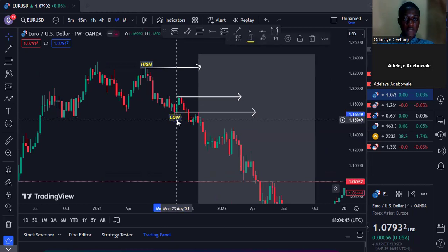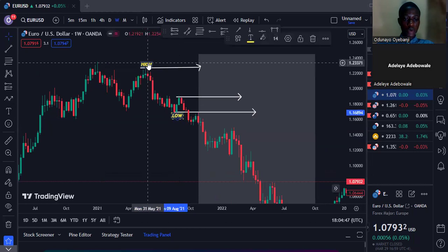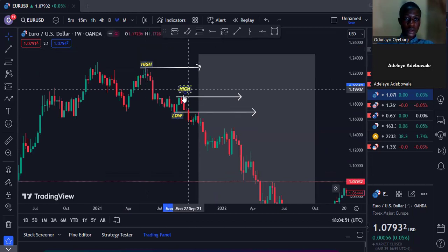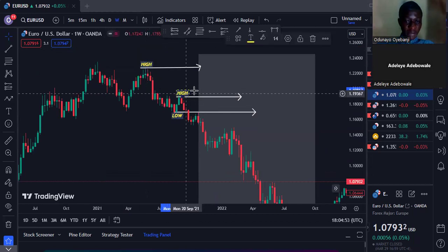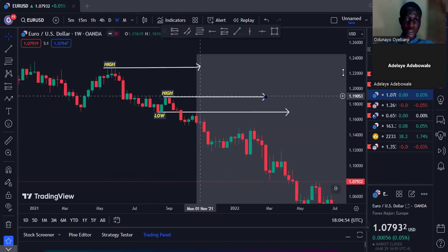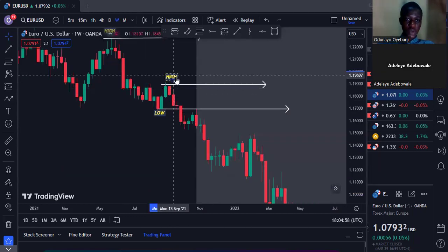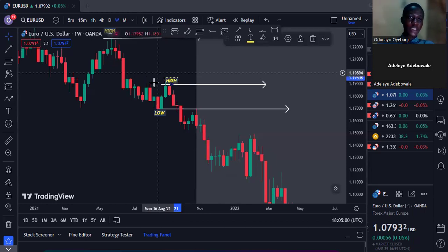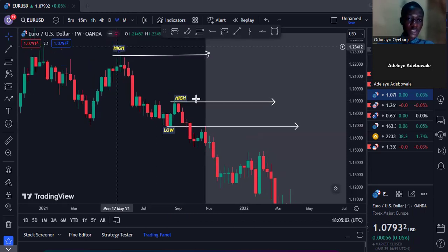Right? I have my low. Let me copy this again. Then at this point, I have a new high here, right? This point, this one. I have what? A new high. But this new high is what? Lower than the previous high.